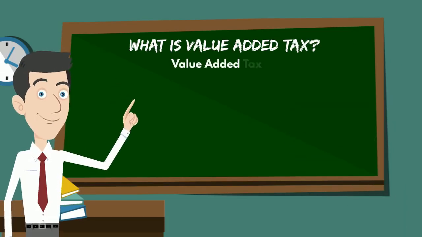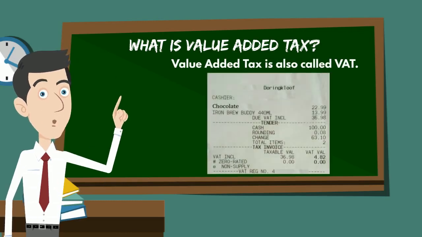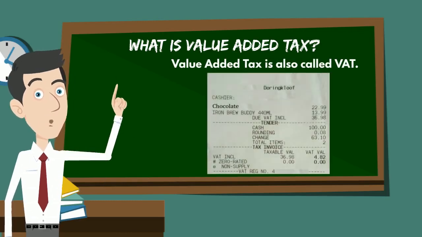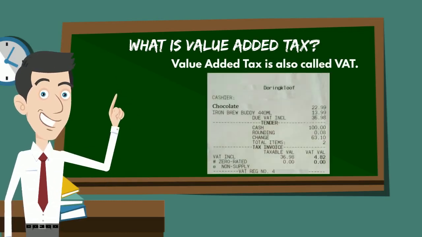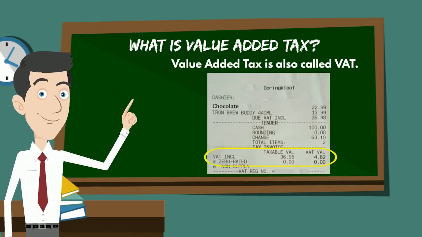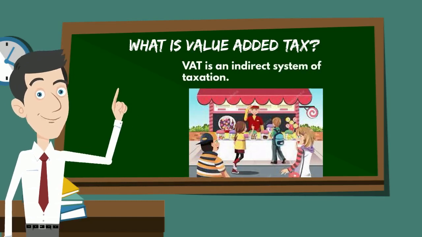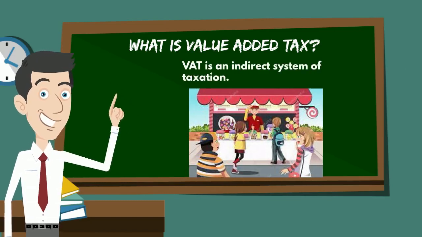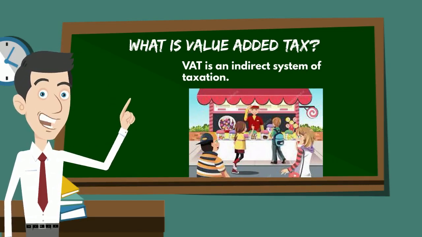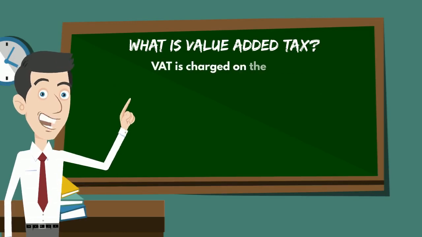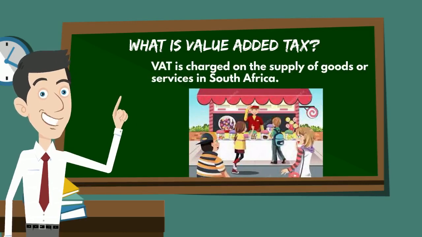What is value-added tax? Value-added tax is also called VAT, and you normally see it on a till slip. For example, after buying a chocolate, you will get a till slip showing the VAT amount. VAT is an indirect system of taxation, where a taxpayer does not pay tax directly to SARS, but via the VAT vendor. VAT is charged on the supply of goods or services in our country.